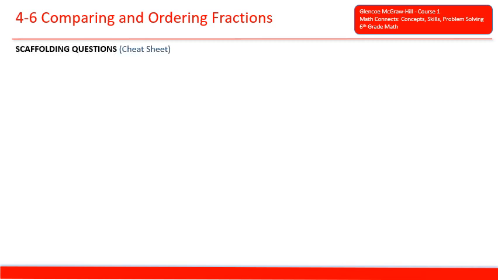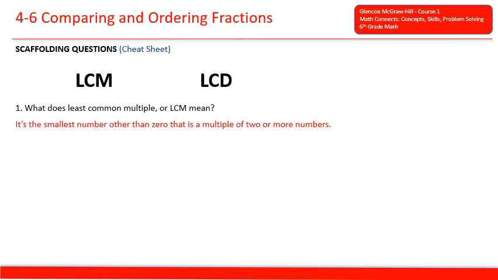Scaffolding questions. LCM is the least common multiple. LCD is the least common denominator. What does least common multiple, or LCM, mean? It's the smallest number other than 0 that is a multiple of 2 or more numbers. And we learned that in the last lesson. What is the LCM of 2 and 8? 8, right? It can't be lower than 8 because the least common multiple of 2 and 8 has to be at least 8.